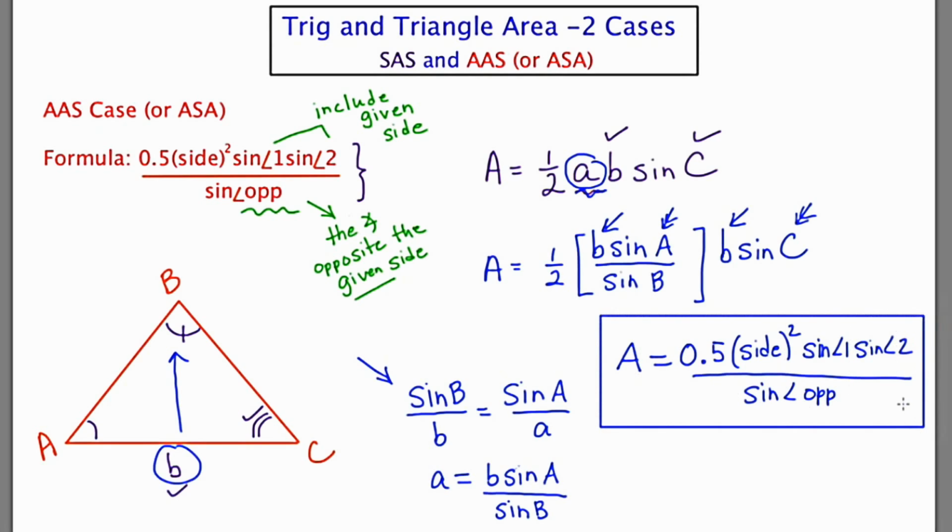And this right here is the formula you're going to use if you're given two angles and the side in between. And that might be presented in two different ways, either as an AAS or ASA case.